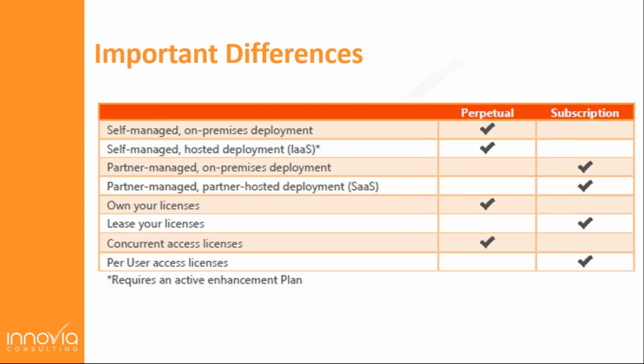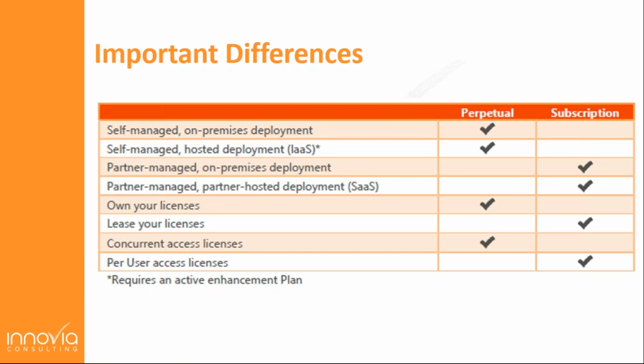As it relates to NAV, you see the check marks here on this box. If you're doing a self-managed on-premise deployment, you are going to want to buy the licensing in what Microsoft refers to as the perpetual licensing model. Self-managed hosted, you need to own it. You can't subscribe to it. If you're going to subscribe to it, you're going to be on a partner-managed on-premise deployment or a partner-managed hosted deployment.